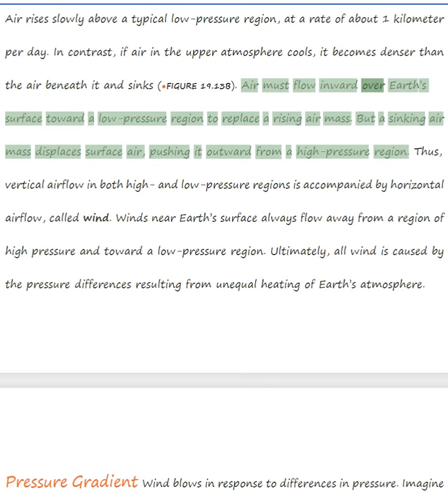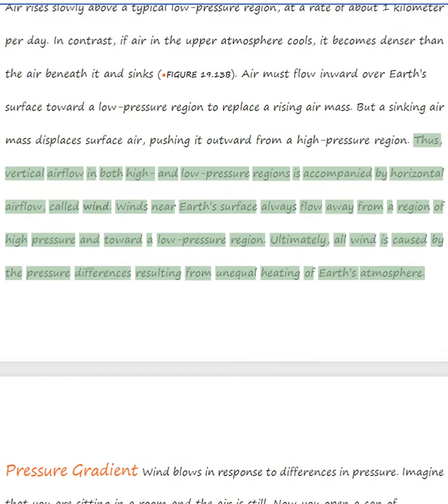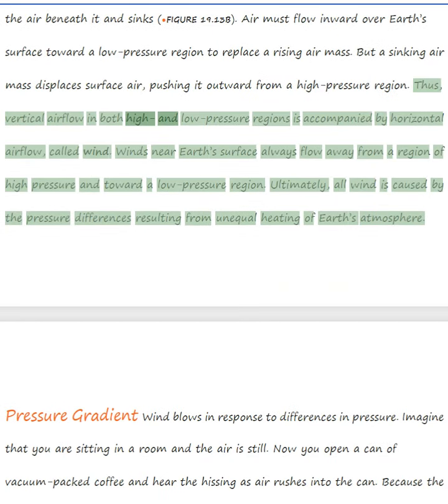Air must flow inward over Earth's surface toward a low-pressure region to replace a rising air mass. But a sinking air mass displaces surface air, pushing it outward from a high-pressure region. Thus, vertical airflow in both high and low-pressure regions is accompanied by horizontal airflow, called wind. Winds near Earth's surface always flow away from a region of high pressure and toward a low-pressure region. Ultimately, all wind is caused by the pressure differences resulting from unequal heating of Earth's atmosphere.